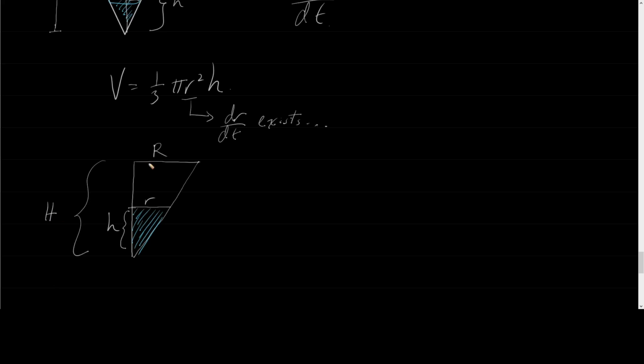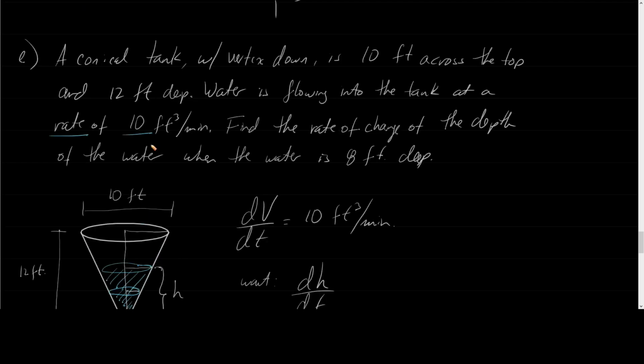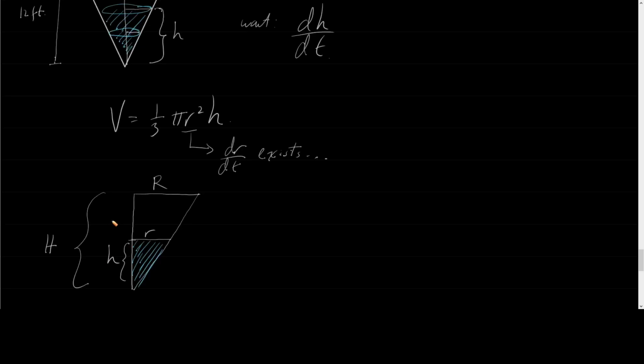But now, the radius of the cone, we know what that is. How do we know what that is? Well, the reason I know that is because we know what the diameter is. Since the diameter is 10, the radius is 5. And the overall height of the cone, it's also fixed, it's 12.